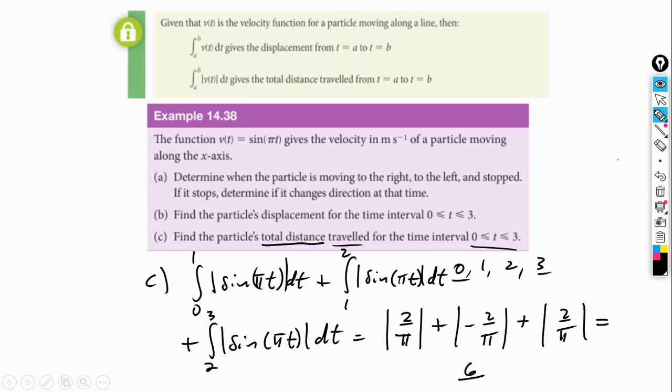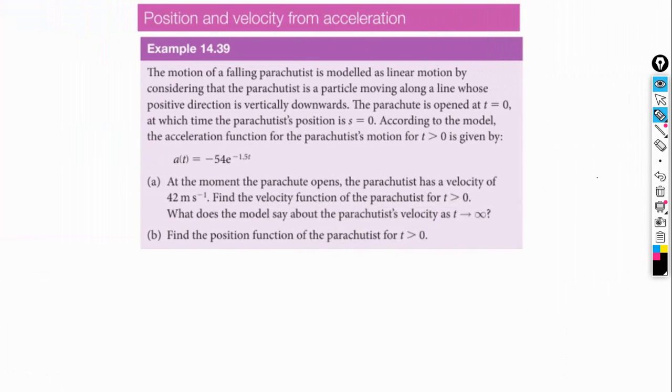It's just going to be 6 over pi exactly, which is approximately 1.91 meters. So in the next slide, we're going to talk about position and velocity from acceleration. Now, of course, if we integrate the acceleration, this is going to give us velocity, right? And then obviously, if we integrate velocity, we're going to get the position function.